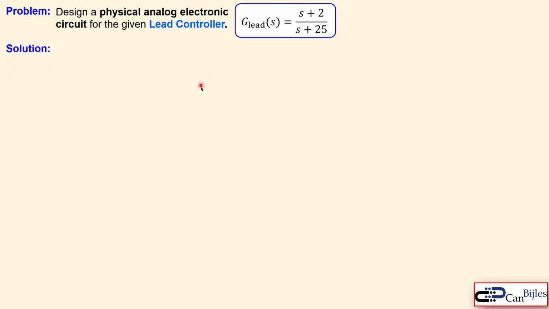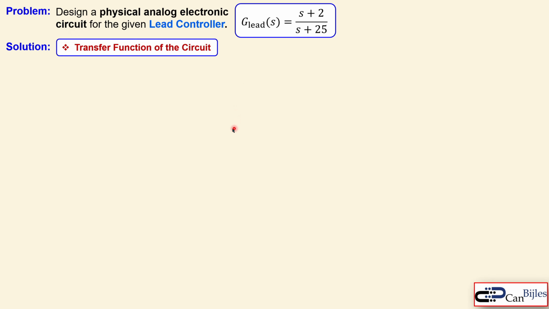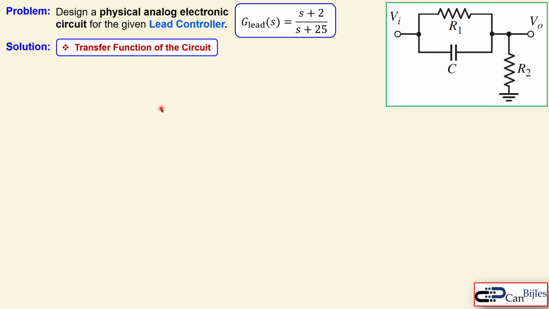Okay, so let's look at the solutions and see how we can make an analog electronic realization for this transfer function specifically. We start with the transfer function of the circuit, and this circuit is a possible option or candidate for realization of this transfer function. There are many others, so this is just a simple option for this specific transfer function. We already know from circuit analysis that we can use the voltage divider rule to get the transfer from the input to the output.